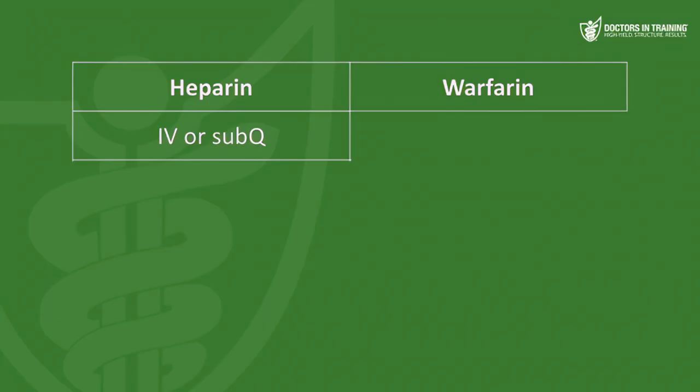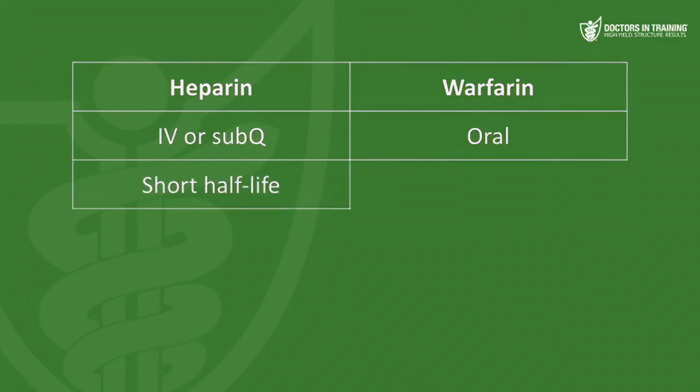Now, heparin and warfarin are 2 of the most commonly used classic anticoagulants. Like I said, they've been around a long time. So let's take just a moment to review some basic differences between them. Heparin is an IV or subcutaneous drug. It's an injectable drug. Warfarin is an oral drug. So that's one reason we use warfarin chronically instead of using heparin.